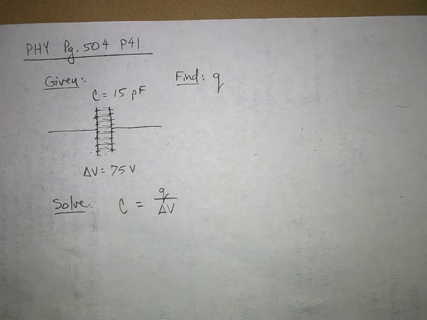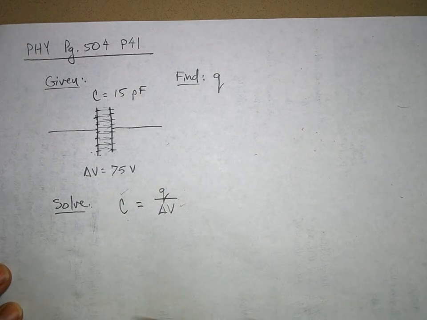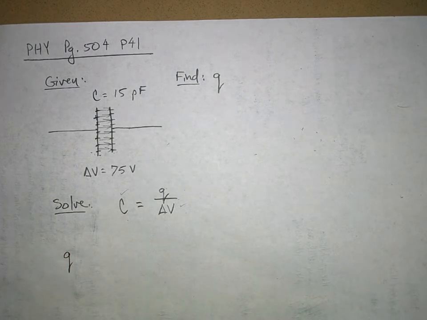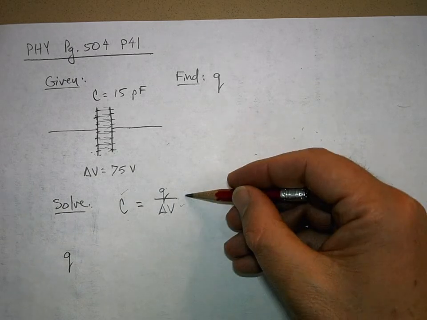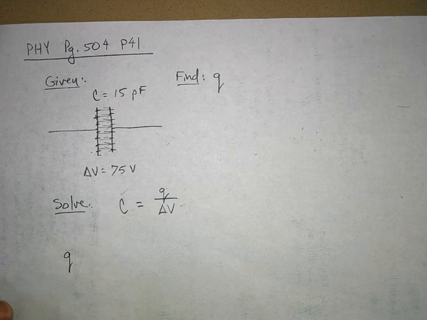So in this problem, we're given the capacitance and we're given the voltage. We want to find the charge. So it's a pretty simple problem. Now, hey, you guys, be careful. I actually had people improperly solve for the charge. They got the wrong equation. They started with this and then they solved for it. So just be careful. Multiply both sides by voltage.